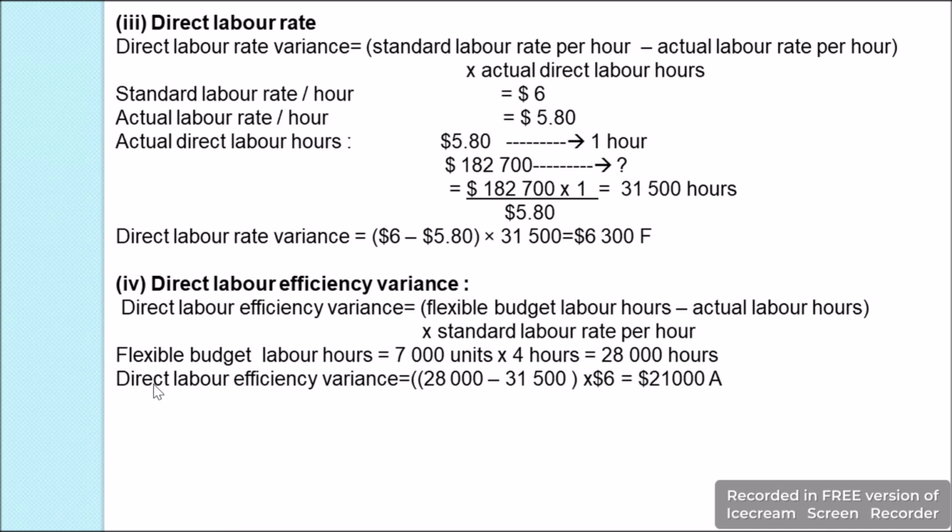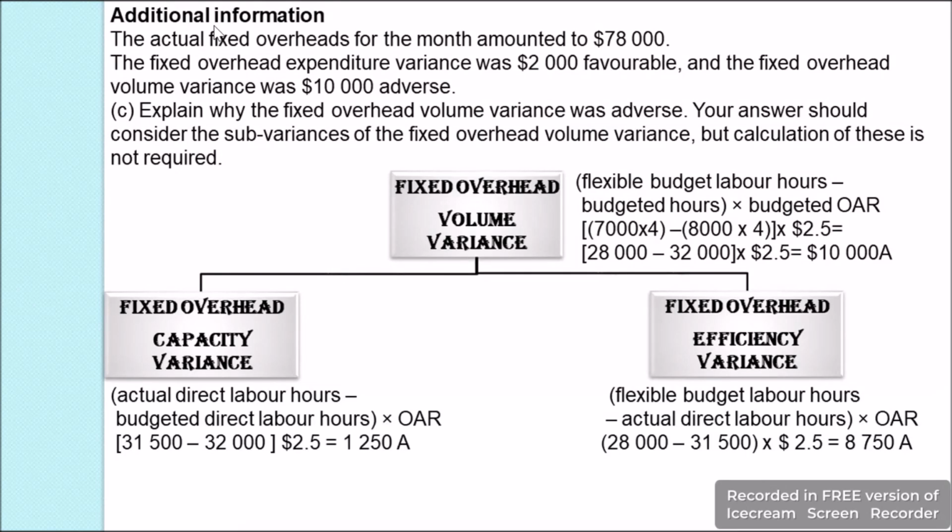So now we'll find the direct labor efficiency variance, which will be equal to 28,000 minus 31,500, which will be 3,500. That is, we are using actual labor hours more than what we have budgeted. So it will be minus 3,500 times $6. We get an adverse variance of $21,000.